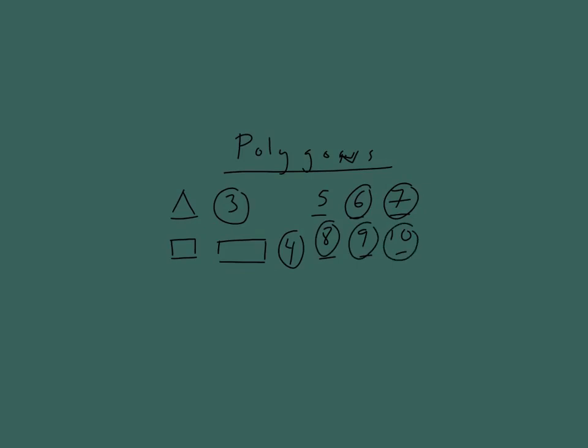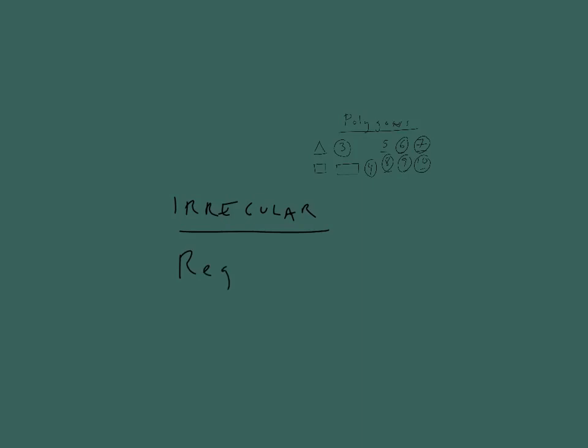Now, there is something you need to know, and it will come up, the differences between irregular and regular polygons. And it will be tested. I will give you a picture of many polygons, and you have to decide which type of polygon it is and state if it's irregular or regular.